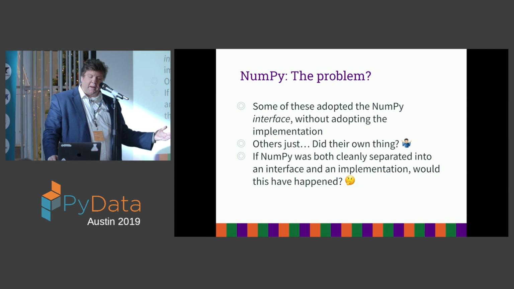So some adopted the NumPy interface without changing the implementation. Others did their own thing. A lot of people did some of their own thing. But if NumPy was cleanly separated into interface and implementation, what would have happened?